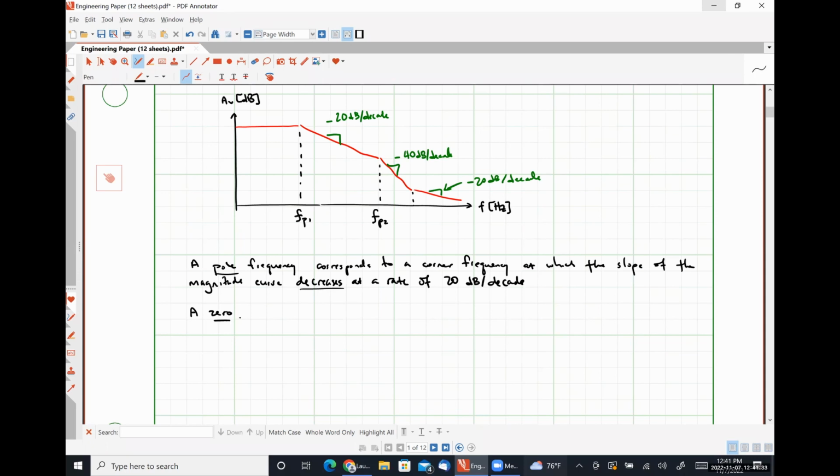A zero frequency corresponds to a corner frequency at which the slope of the magnitude curve increases.